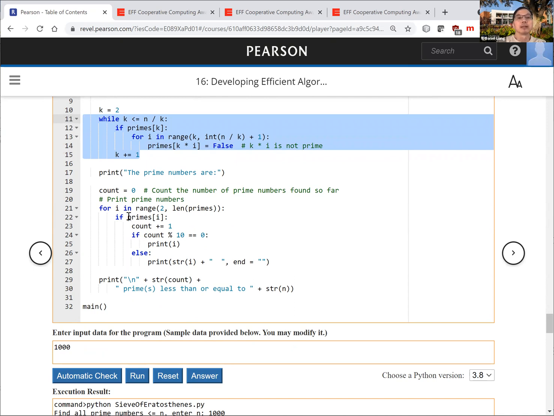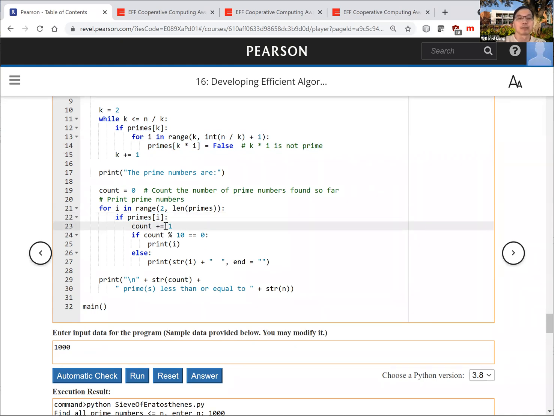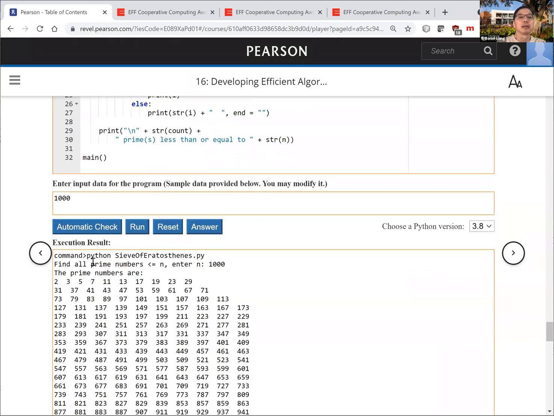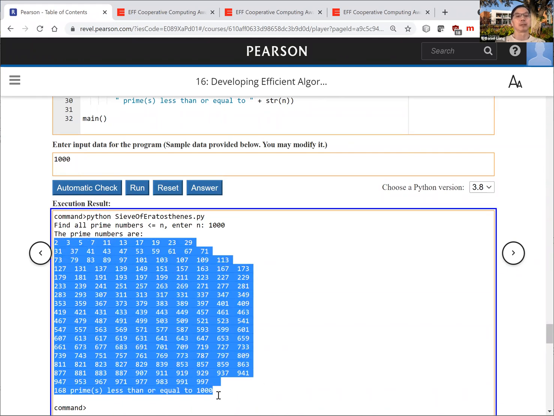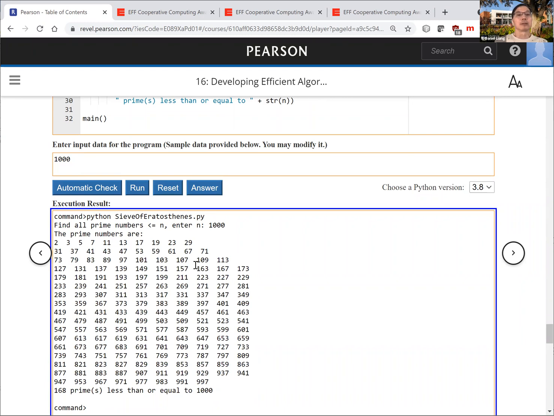We check if primes[i] is true, count the number of primes, and display them, 10 numbers per line. So these are all the prime numbers, 10 numbers per line, all displayed right here. For n equal to 1000, we have 168 prime numbers.